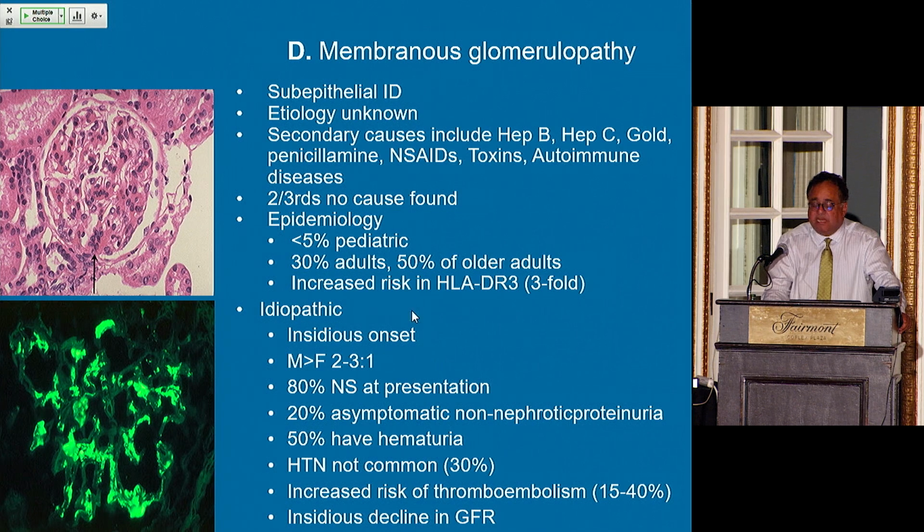Most patients present with nephrotic syndrome at presentation. About 50% have hematuria, which surprises people. You think it's just nephrotic range proteinuria. In fact, you do see hematuria. So don't be taken aback if you see red cells in the urine sediment.